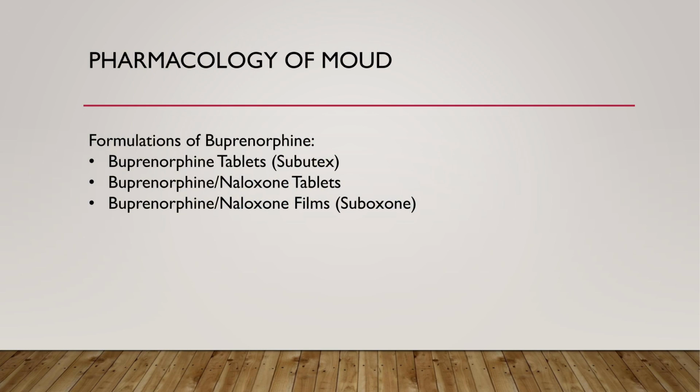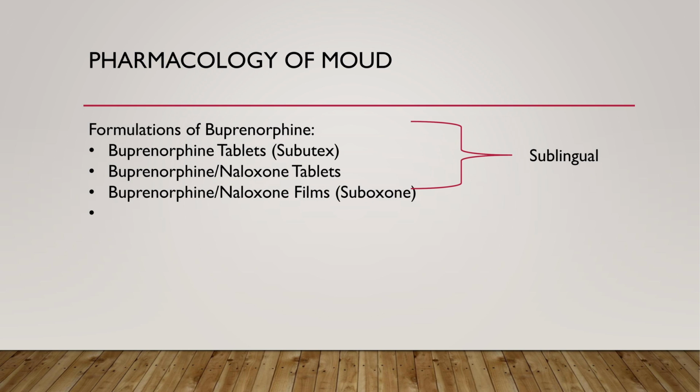The buprenorphine-only tablets are also sold under the brand name Subutex. You may hear patients refer to them as subs. The buprenorphine and naloxone films are also sold under the brand name Suboxone, but they are also generic, as well as the tablets. All these formulations are sublingual, so they can't be used orally. You can't swallow them. They have to dissolve under your tongue or in your cheek for them to work.